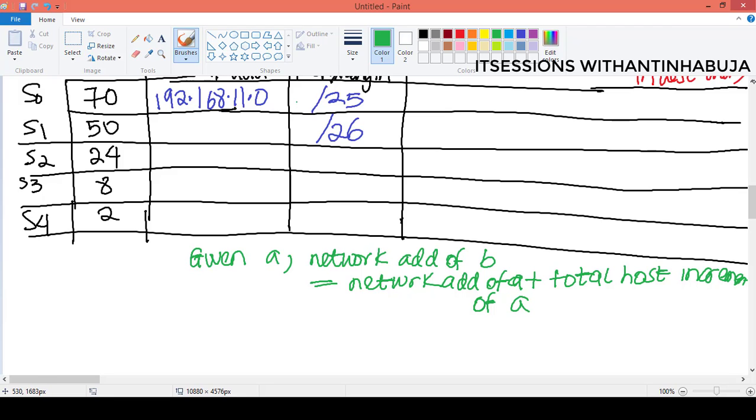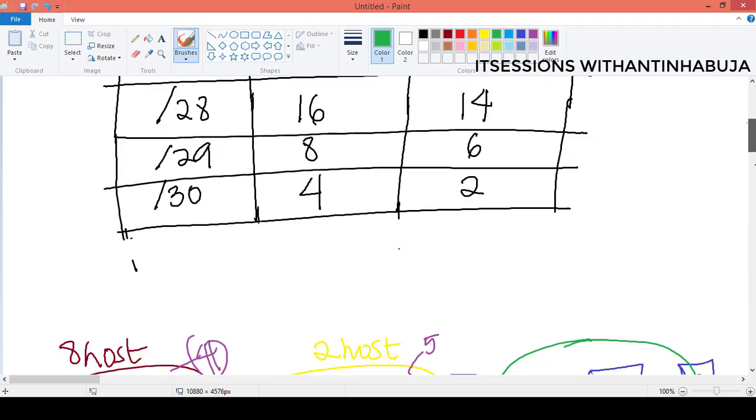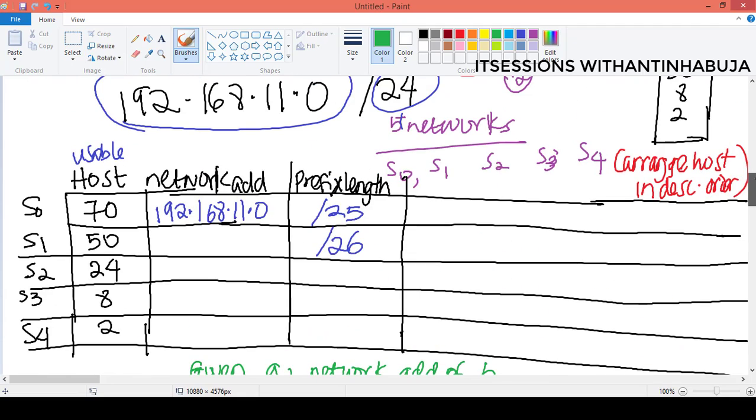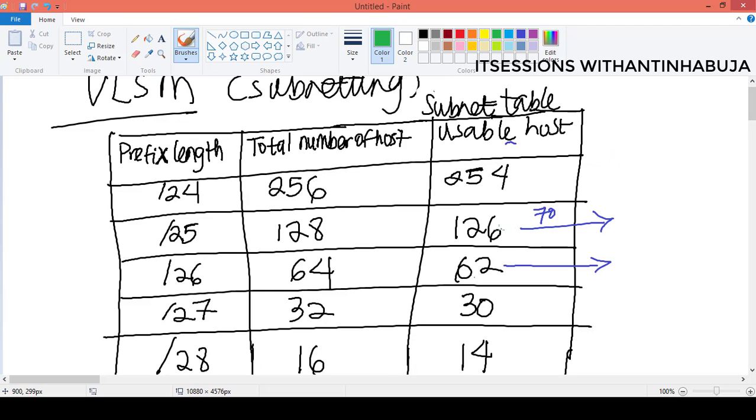Now what is our total host increment? You go back to your subnetting table under the total host increment of 70 hosts. You look at 70 usable hosts. That's here. Our 70 usable hosts fall under slash 25. What is the total number of hosts? This is where we have our increment for total. This is an increment. It depends on what you need. So for 70, our increment is 128. That's the total number of host increments.